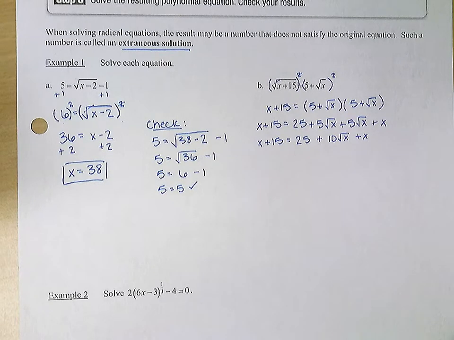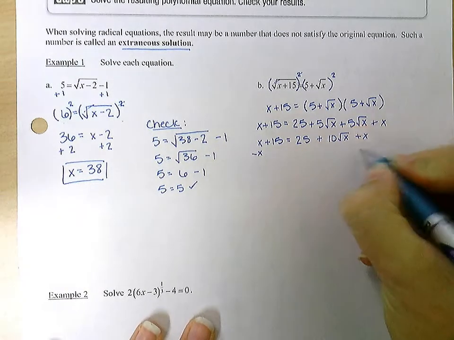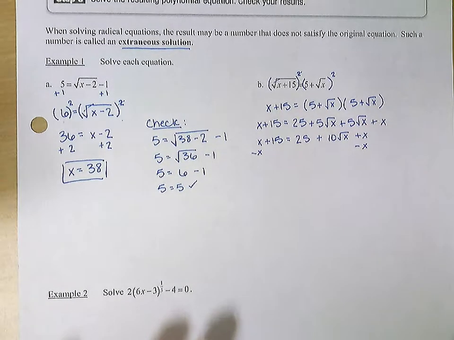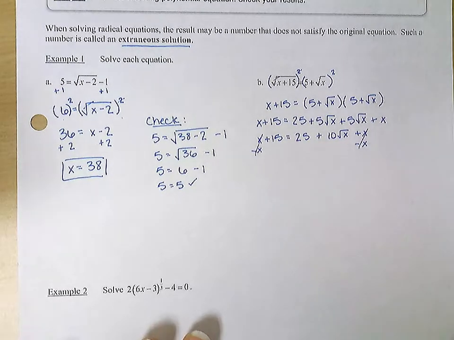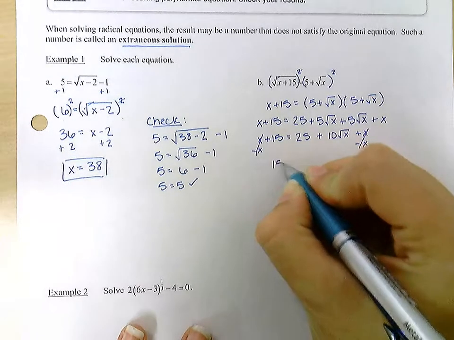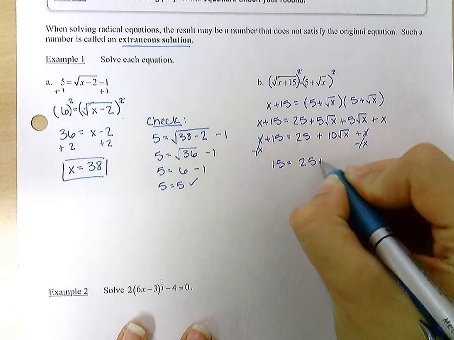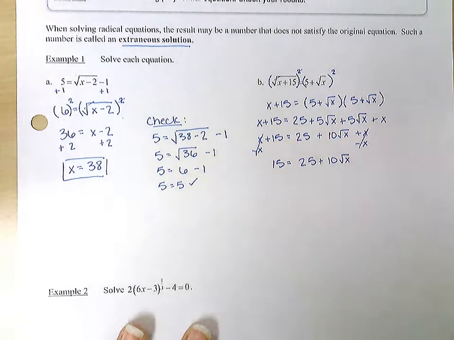Okay, next, we're just going to continue combining terms. So I'm going to subtract x from both sides. What happens? They cancel on both sides. So I have 15 is equal to 25 plus 10 times the square root of x.